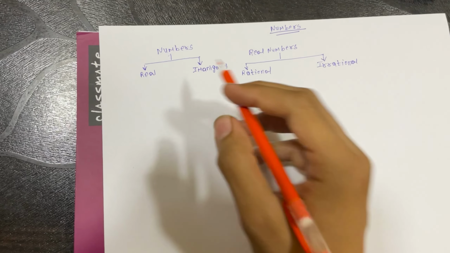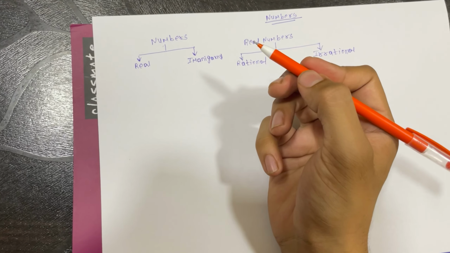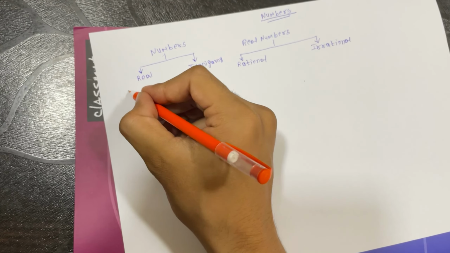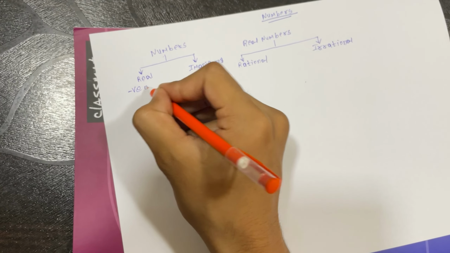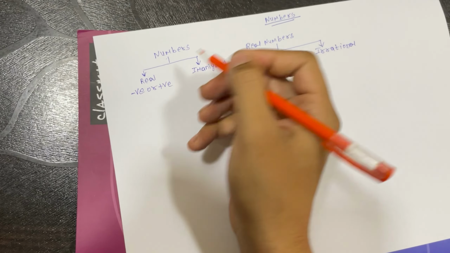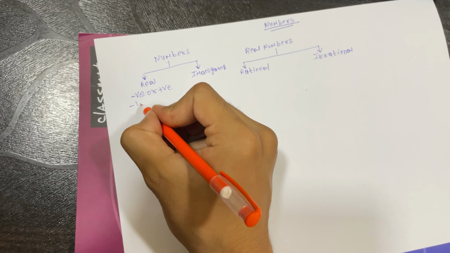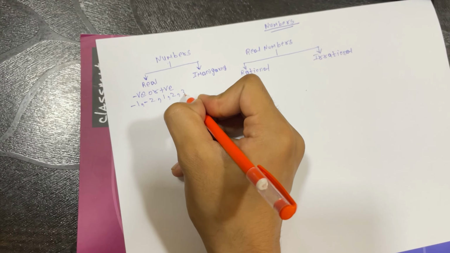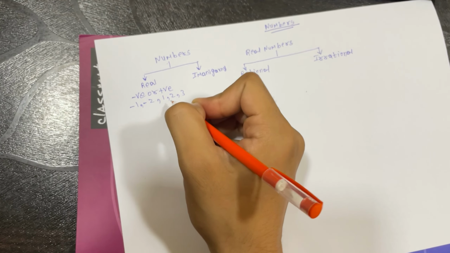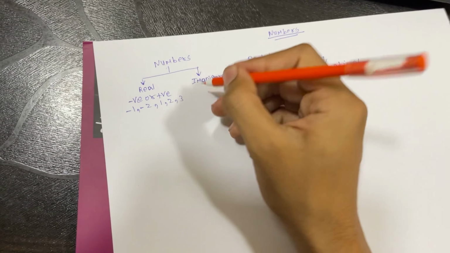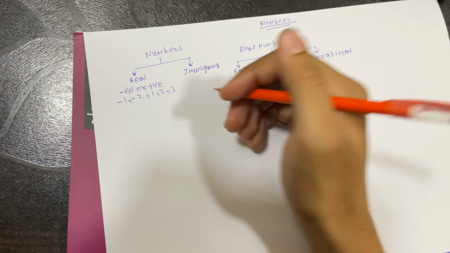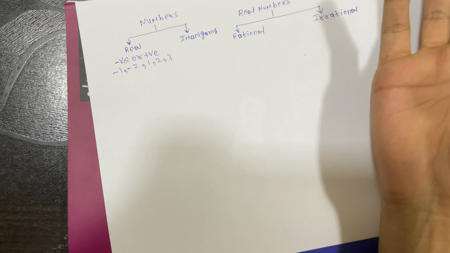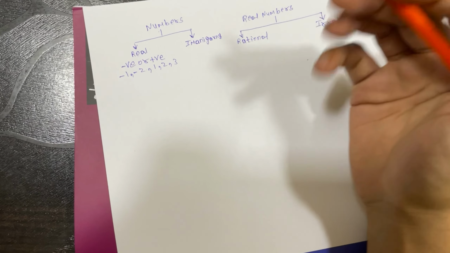So what are real numbers? Real numbers are numbers which are either positive or negative. It can be anything like -1, -2, or in positive 1, 2, 3, or 0. And imaginary numbers are just an imagination, or numbers which can't be used in real life are called imaginary numbers.